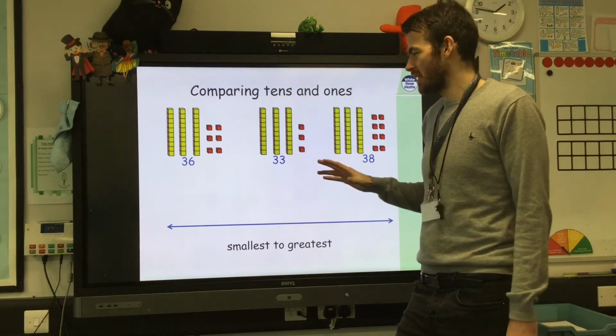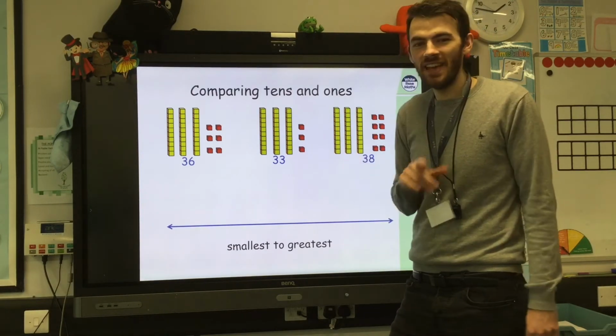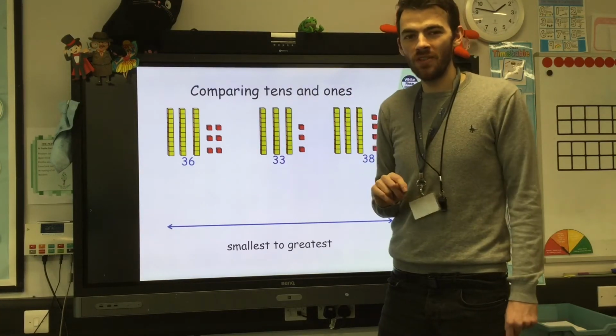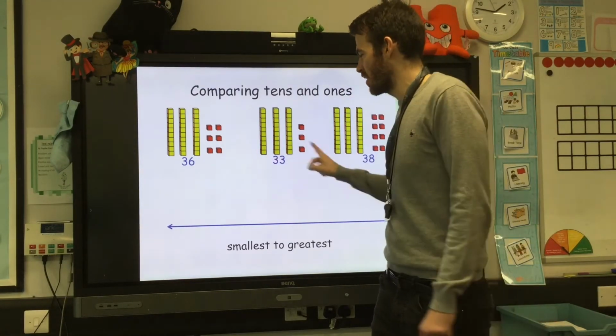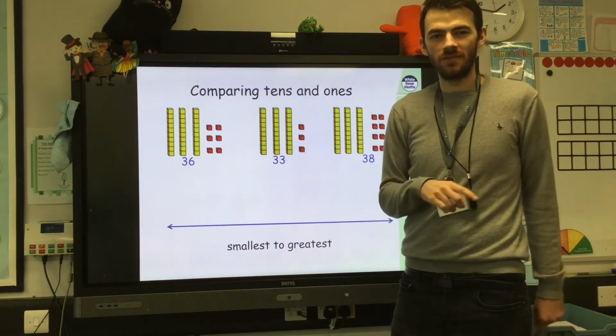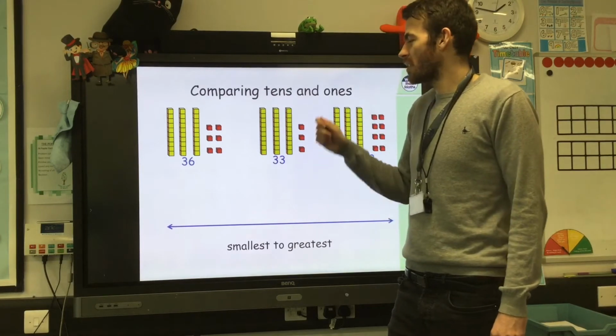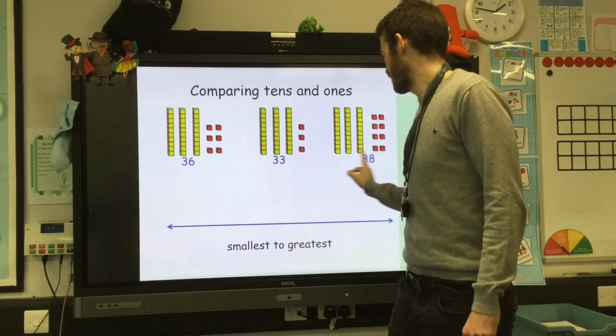What you could have done here is first you need to look at the 10s. Now in these numbers, the 10s are all the same, so we can't order them using the 10s to help us. So the next thing we're going to do is look at the 1s. We are going to find the smallest amount of 1s.